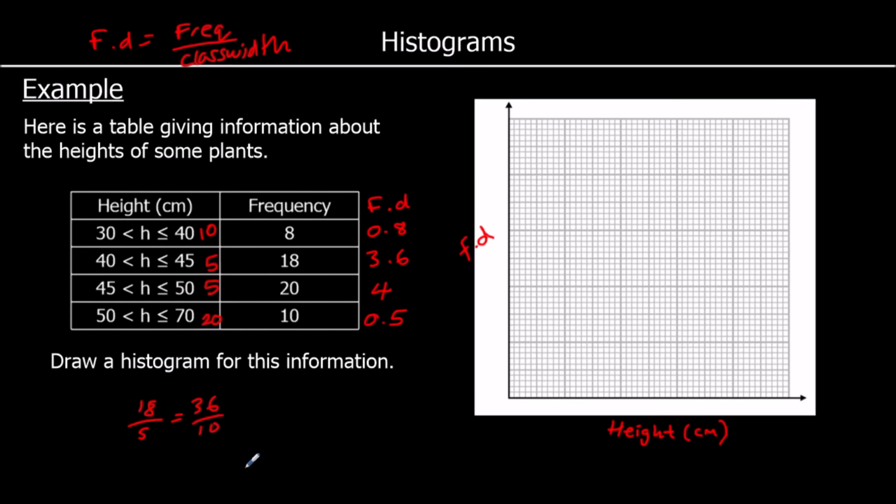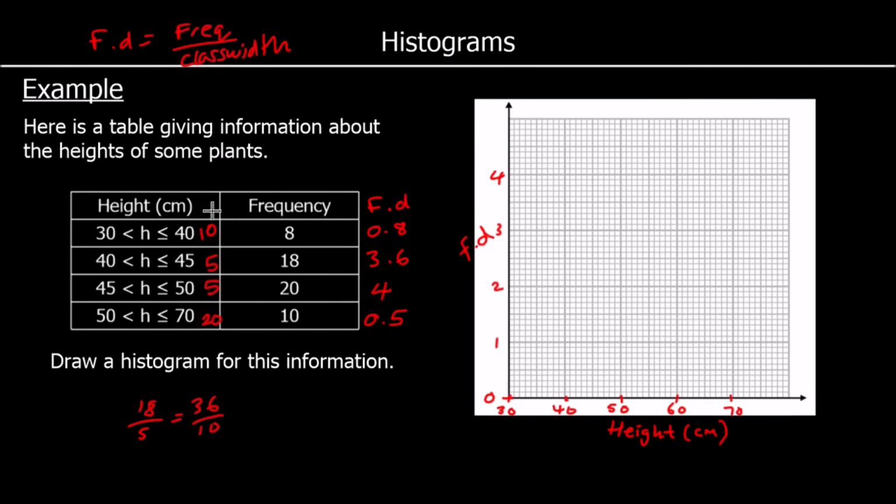So let's draw this on our histogram. Along the bottom, our height starts at 30 and goes up to 70. So I'll just do 30, 40, 50, 60, 70, and going up, we'll start at 0, and we'll just go 1, 2, 3, 4. So let's draw this on.